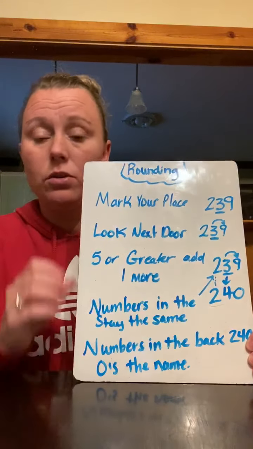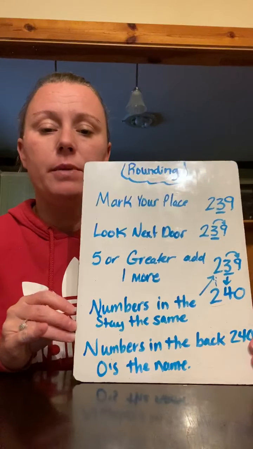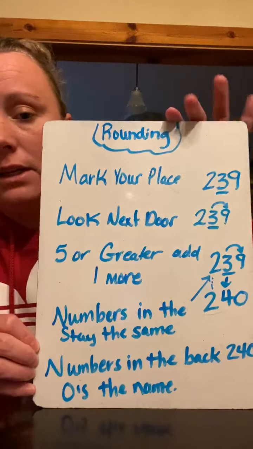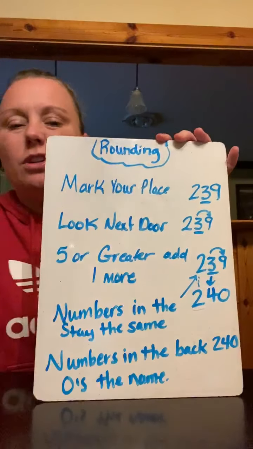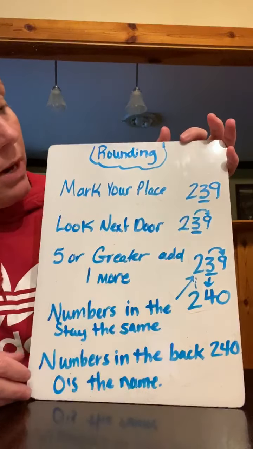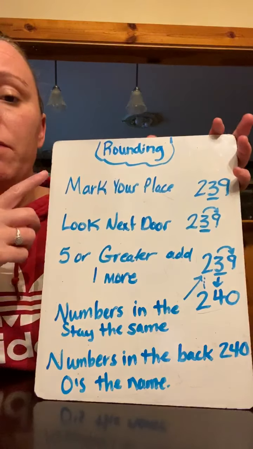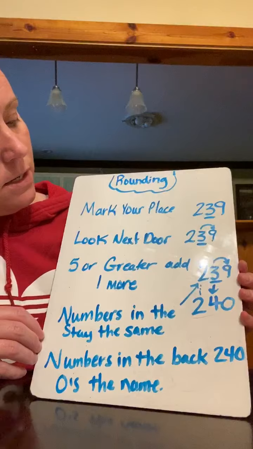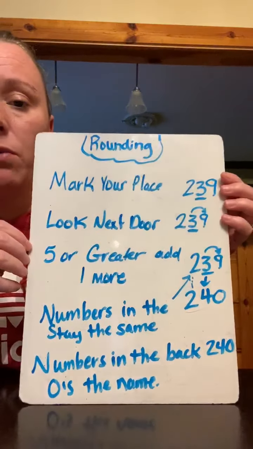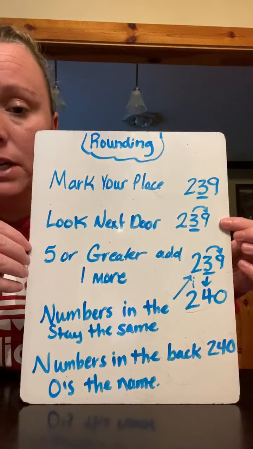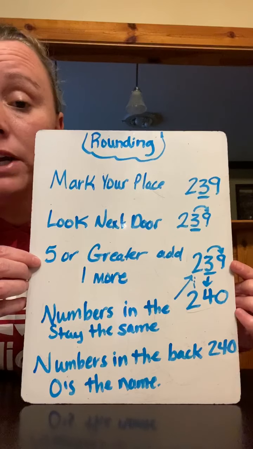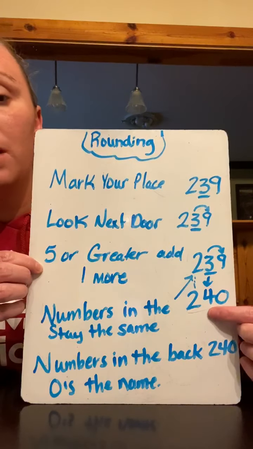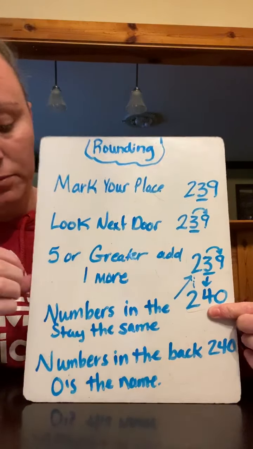I posted it to your Google Classroom, so you guys can pull that up and use it as a reminder to help you remember the steps. But I do want to talk about it a little bit. We had a little song or a little saying that we used when we are rounding. First you mark your place and look next door. So we marked our place value and we looked next door. If it's 5 or greater, you add one more. We add one more to the underlined number, okay?